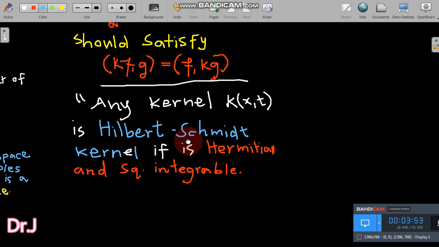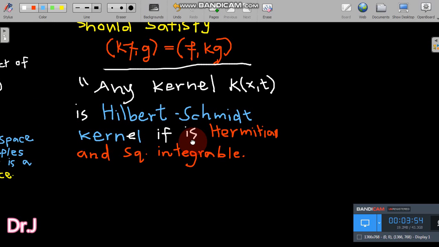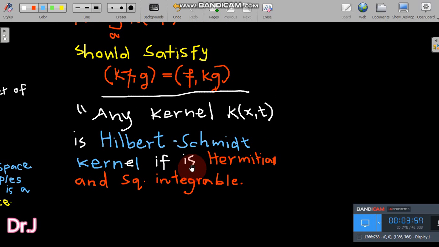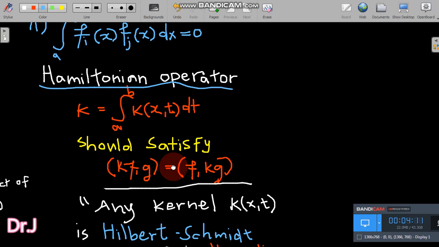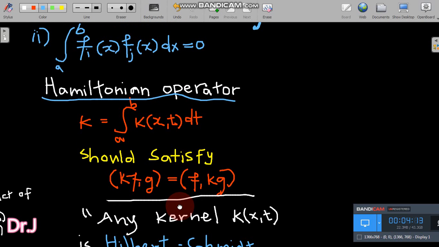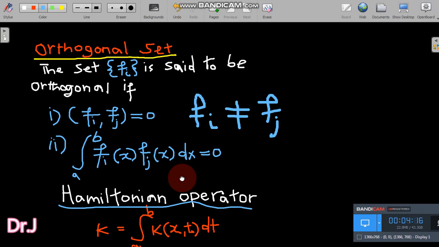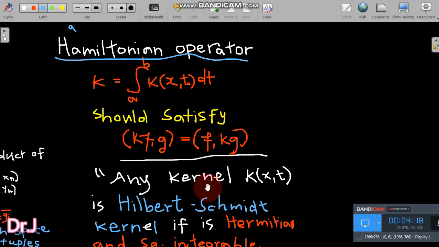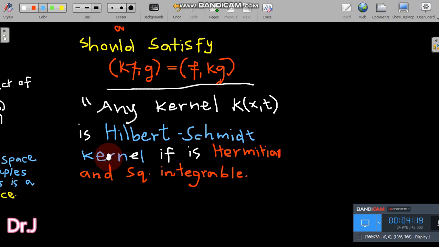Now, what is the Hilbert-Schmidt kernel? The Hilbert-Schmidt kernel is nothing but a kernel that must be Hermitian and square integrable. A function that is Hermitian and square integrable, then we call it a Hilbert-Schmidt kernel.